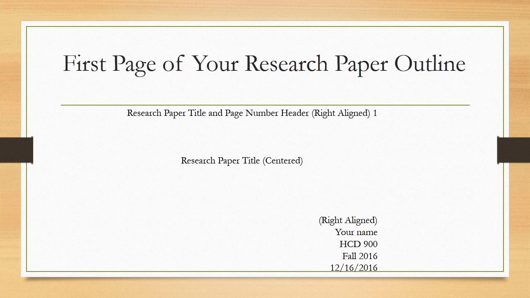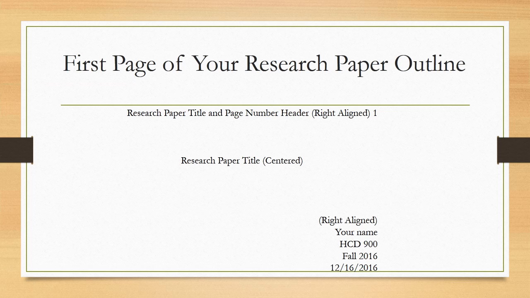The first page of your research paper should include the title of your research paper, and the title should be listed as a header with a page number as well. The title of your research paper should also be included in the center of the page, center aligned. Your name, your course number, the semester, and date should be included at the bottom of your first page, and it also should be right aligned.